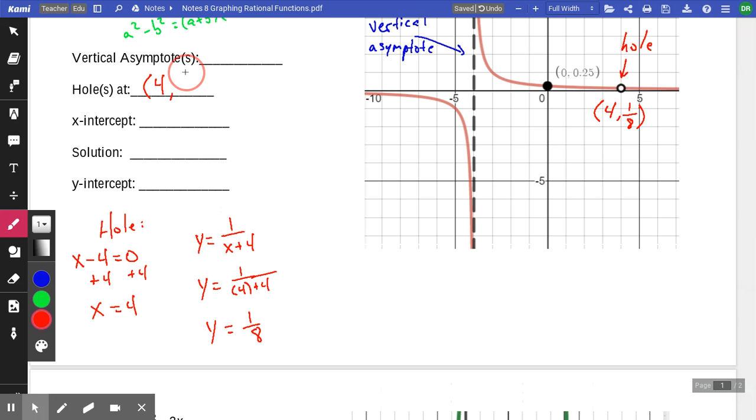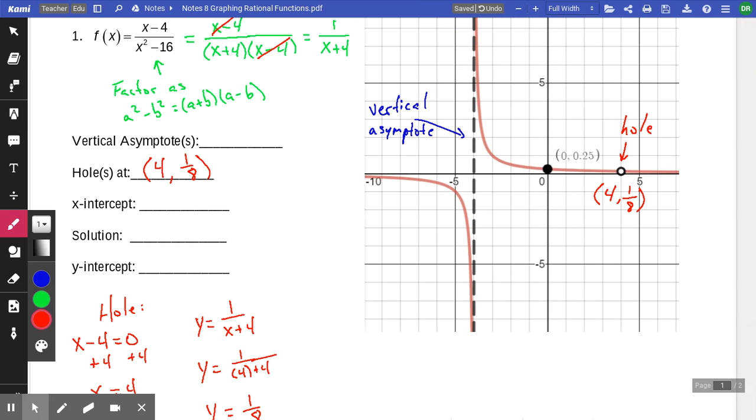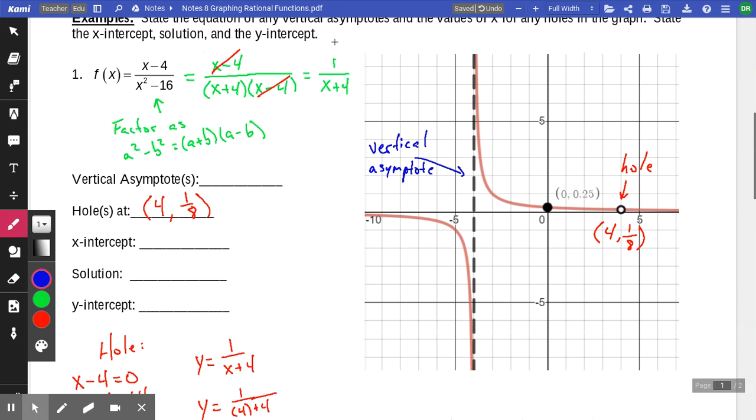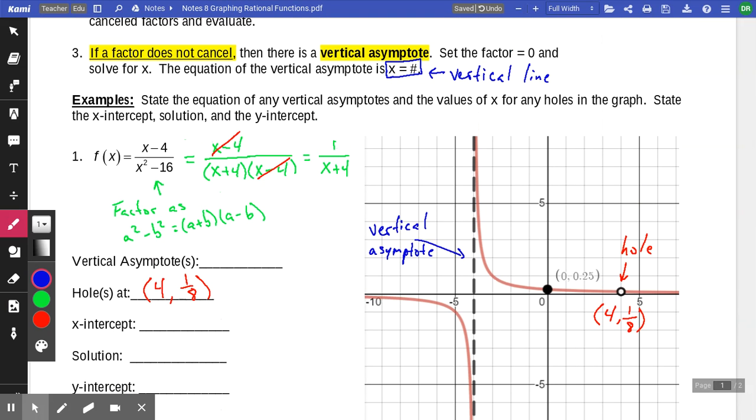Sounds easy, and really it should be. It takes a little bit of work to get that y value, and remembering that we can use this reduced equation to do that. So how do we get an asymptote? That is created by any factor that does not cancel in your denominator. So if a factor does not cancel, you have a vertical asymptote.